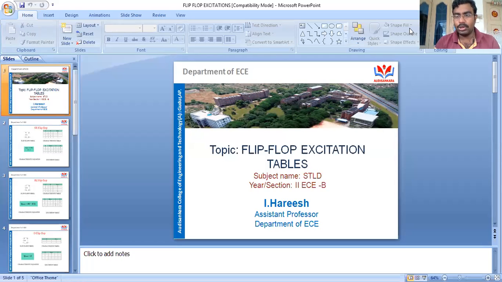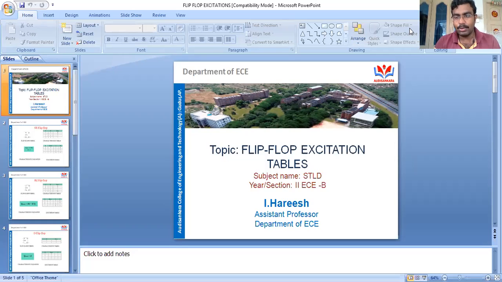The information regarding the present state and next state will be available with us, and for that information we have to find which set of inputs matches exactly. That is possible with the help of the excitation table, guys.